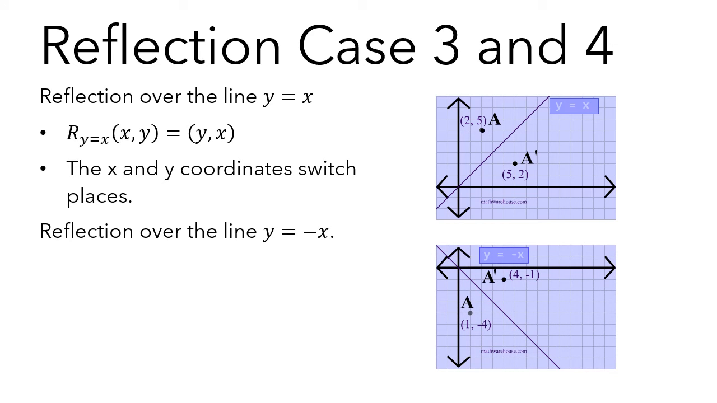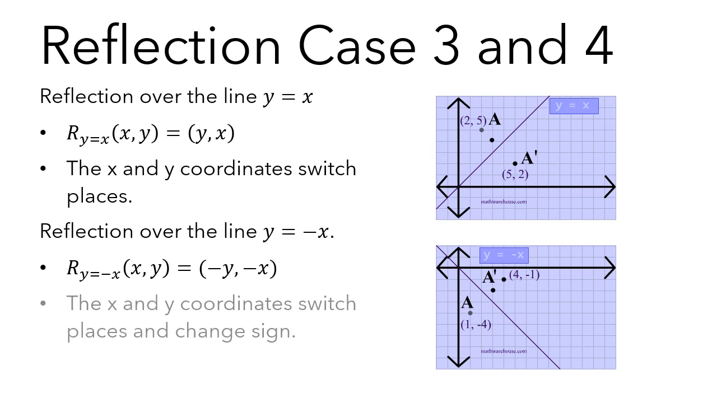And a reflection over the line y equals negative x is going in the other direction. Notice that they flip places and they change signs. So if it's y equals negative x, they flip places and change signs. If it's just y equals x, they just flip places.